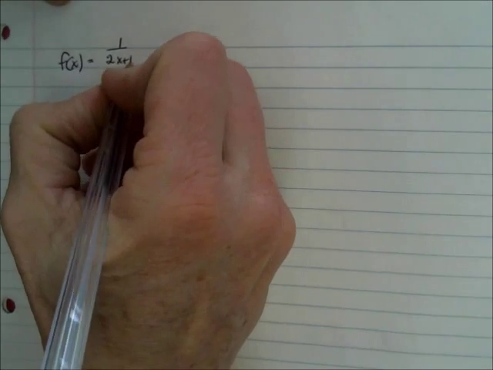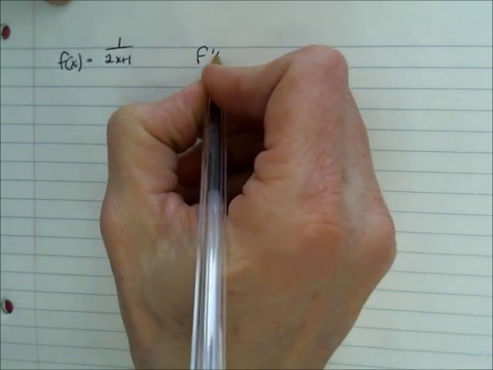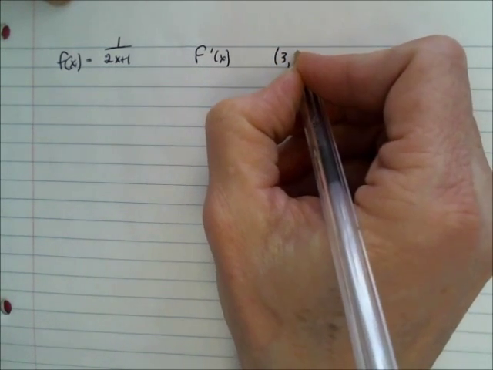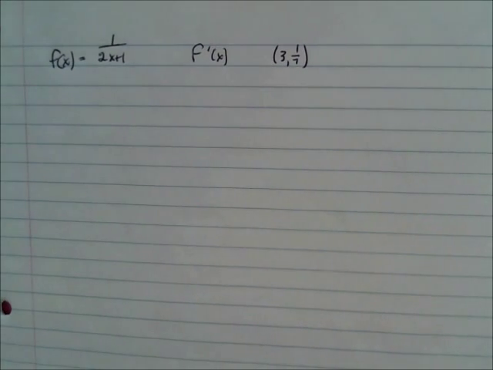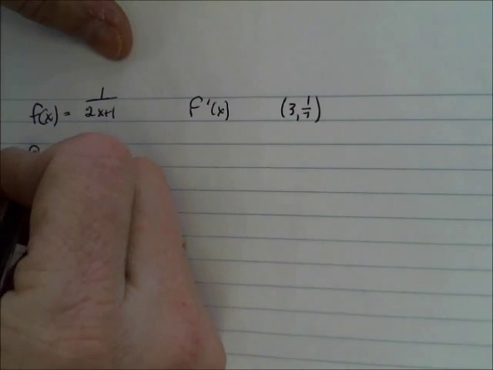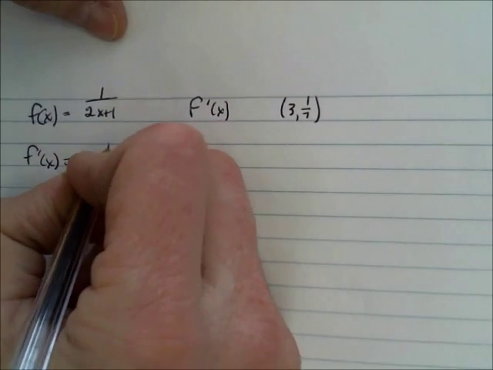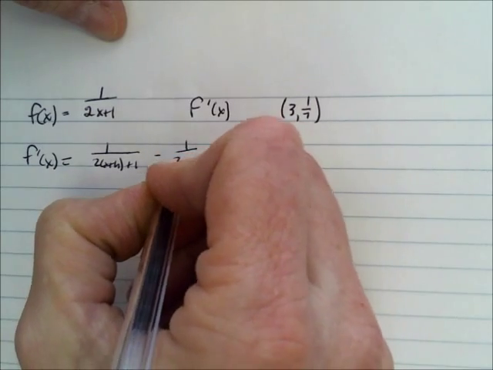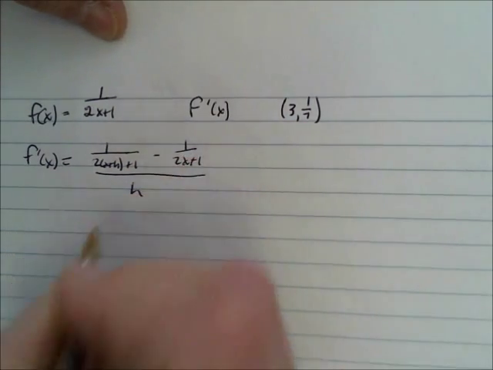The last example I want to do is a rational function. So let's say f of x is equal to 1 over 2x plus 1. And I want to find f prime of x, and I want to find it at the point when x equals 3, y would equal 1/7, I believe. So let's take a look at that. Find f prime of x. f prime of x is equal to 1 over 2 times x plus h plus 1 minus 1 over 2x plus 1 all over h.